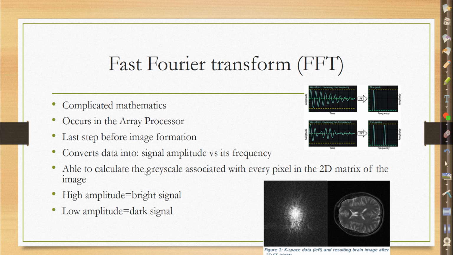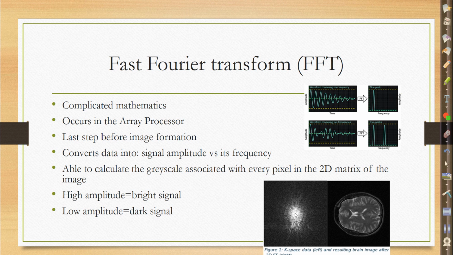Now you have amplitude for each tissue, so it's able to calculate the grayscale associated with every pixel. So now it's going to be able to associate a color on the grayscale with that signal amplitude. So if we have high signal amplitude areas, so this is K-space on the left here. Remember I said the middle of K-space is associated with signal and contrast. So all these bright areas are going to be associated with bright areas on the MR image.